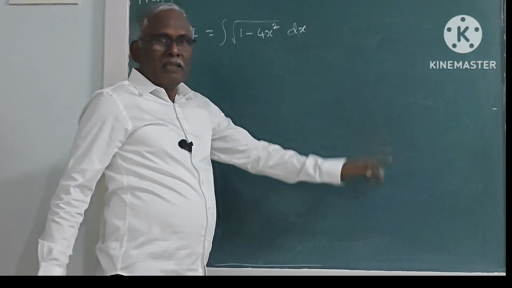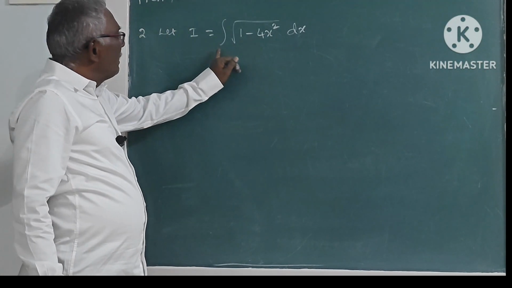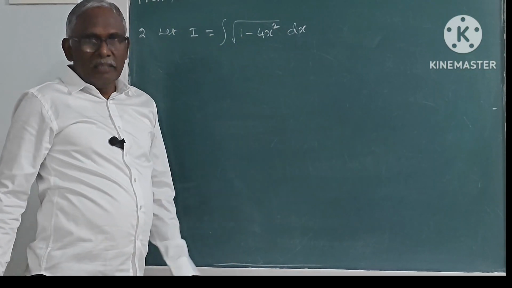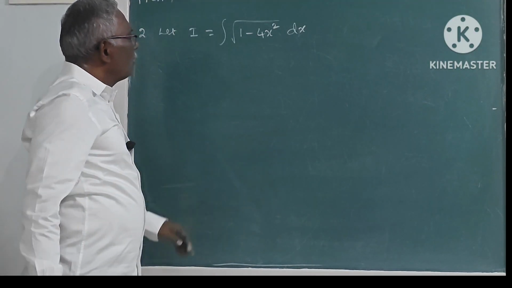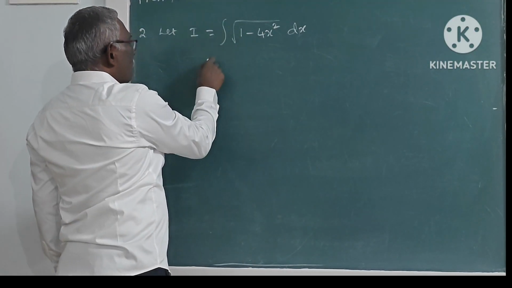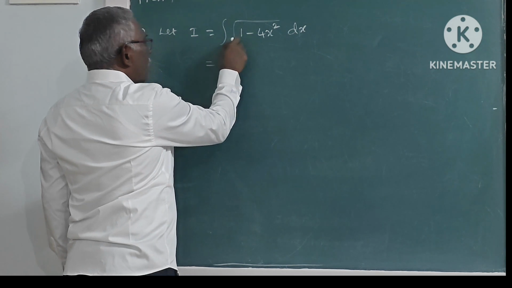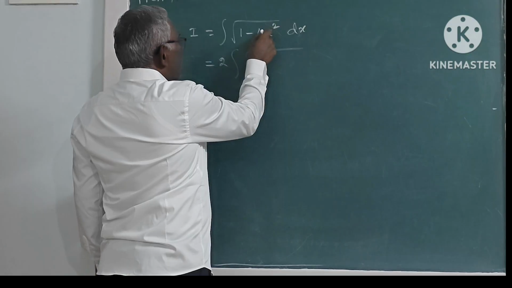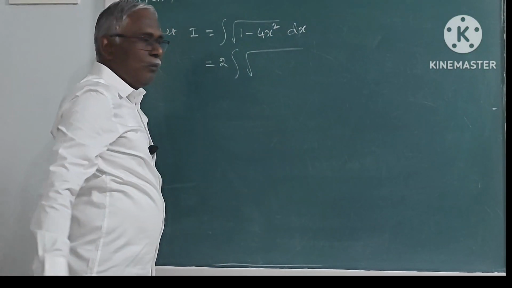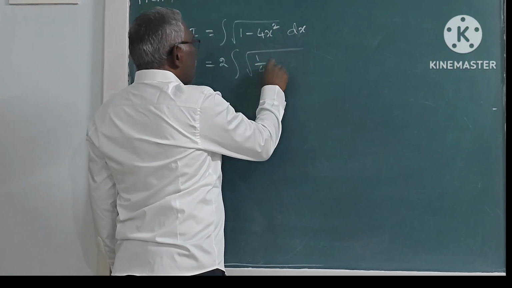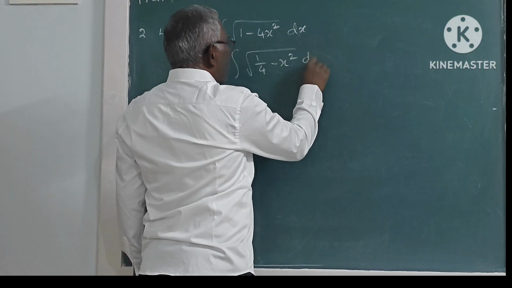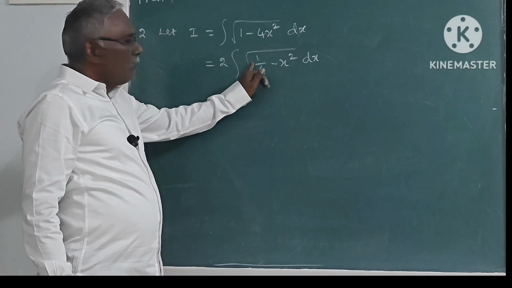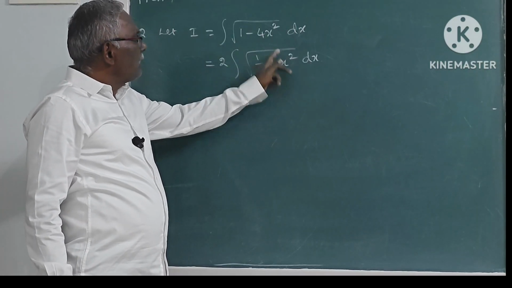Now we have to evaluate this integral. We can reduce this to the form of integral square root of a square minus x square dx. So let us see how to do that. We will take 4 outside. When you take 4 outside, the square root becomes 2, integral square root of 1 by 4 minus x square dx, because we are dividing by 4. How to check? Take 2 inside the square root as 4. 4 into 1 by 4 is 1, and 4 into x square is 4x square.